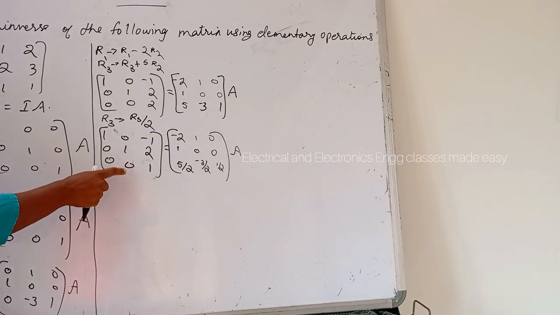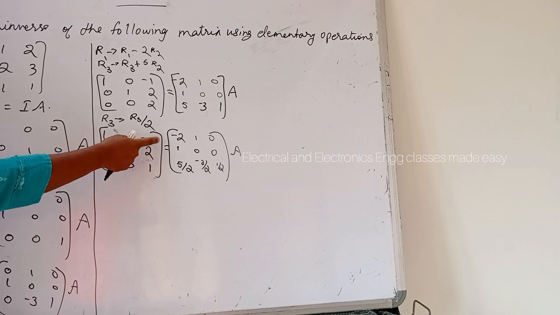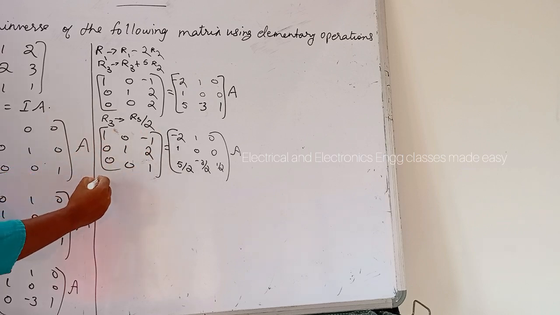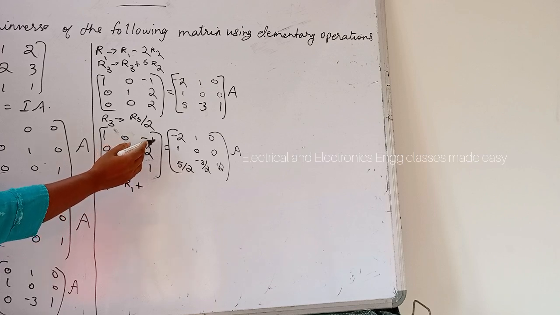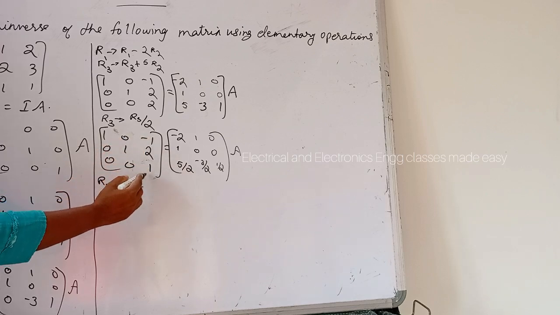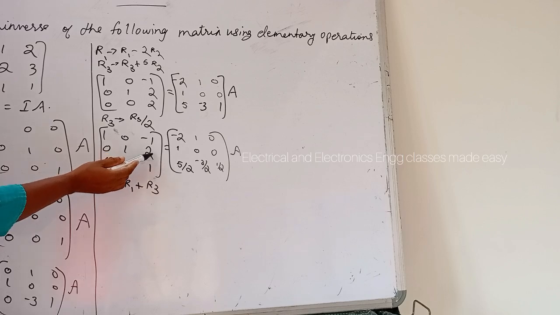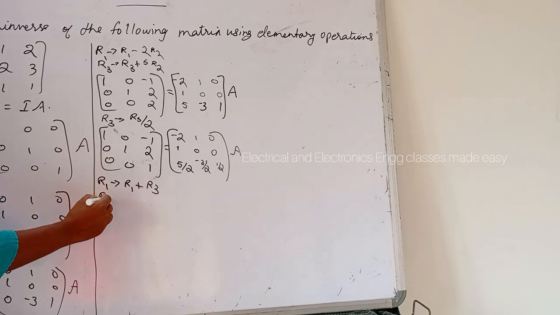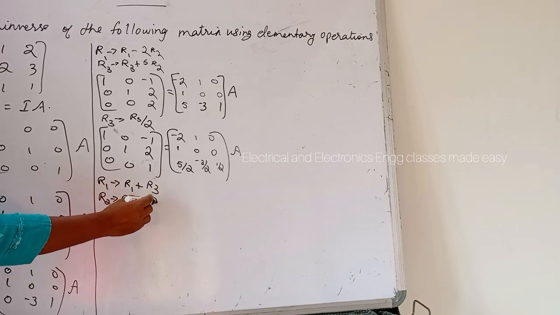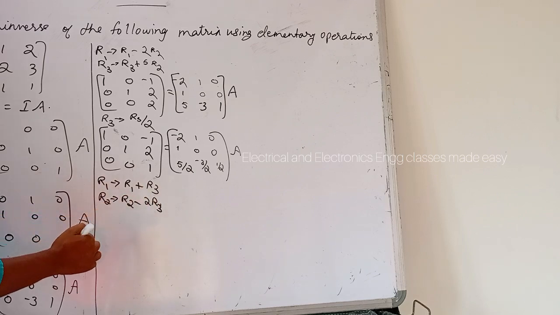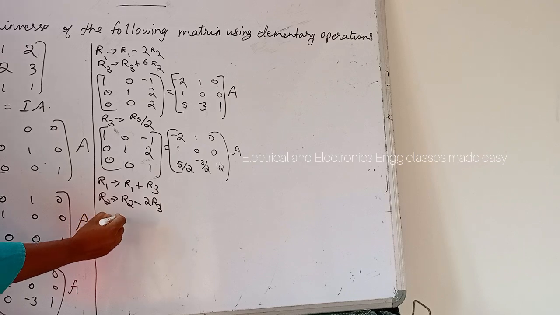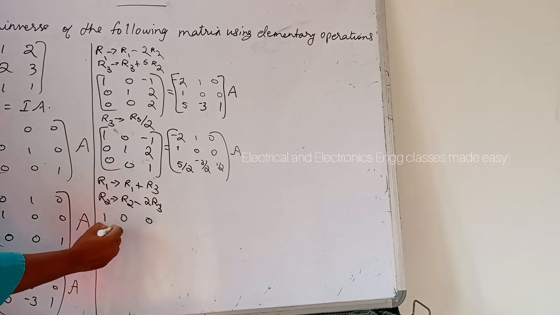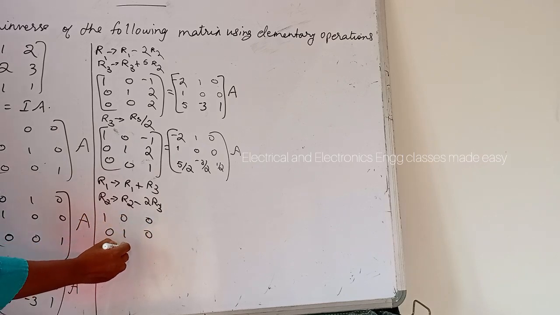So our next aim is to make this 0 and this one 0. That is, R1 implies R1 plus R3, since here this is minus 1. In the next step we have to make this one 0. That is, R2 implies R2 minus 2 times R3. So here we will get 1, 0, 0, 0, 1, 0, 0, 0, 1.